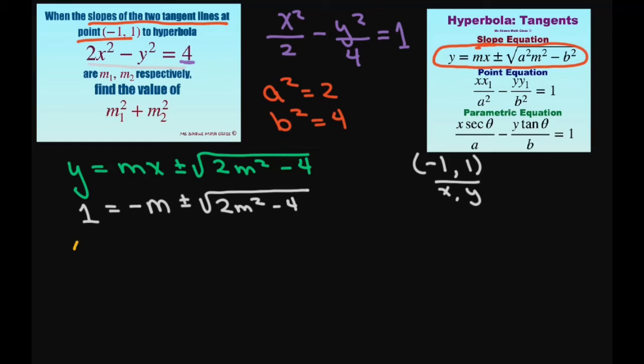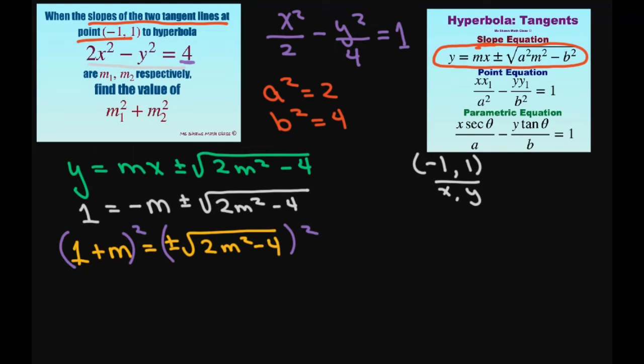Then we add m to both sides of the equation. That gives us m + 1 = ± √(2m² - 4). Now we're trying to find m, so we're going to square both sides of the equation. We get m² + 2m + 1 = 2m² - 4, because squaring gets rid of the radical.